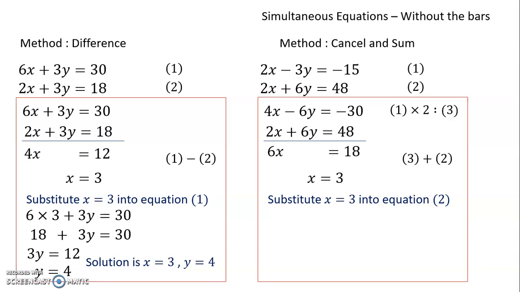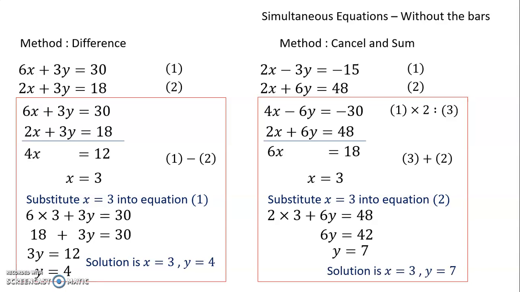So instead of 2x, I've got 2 lots of 3. Add 6y is equal to 48. I've subtracted 6 from both sides, and now I can divide through by 6. So y is equal to 7. So my solution is x equals 3, y is equal to 7.